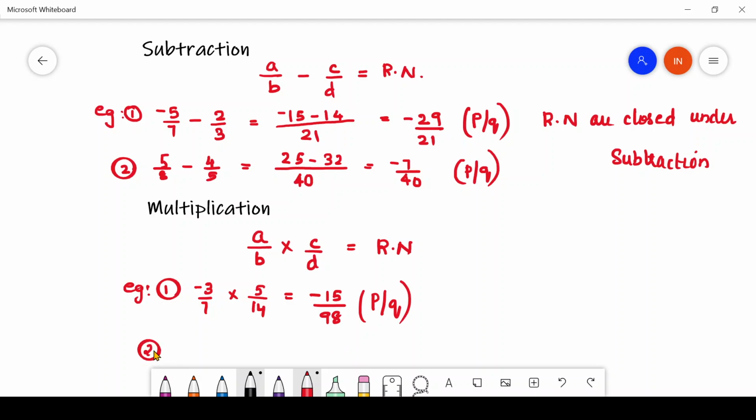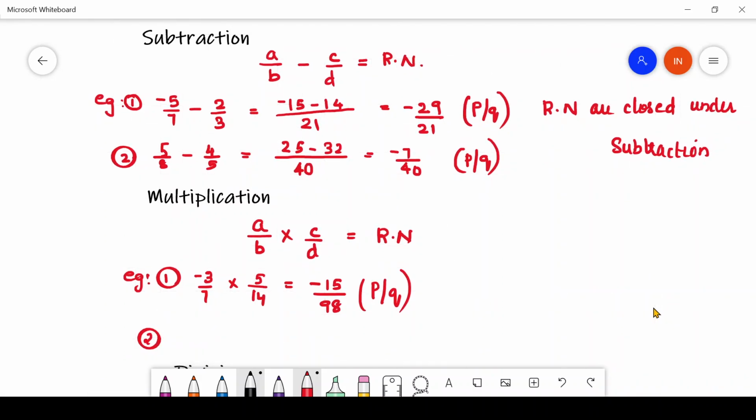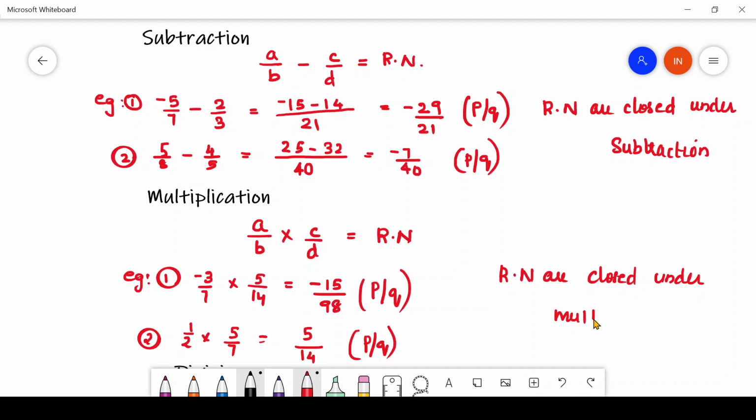And we are going to see one more example on this to conclude. Okay. So I'm taking 1 by 2 and 5 by 7. So I'm multiplying 1 by 2 and 5 by 7. You can see here the numerator will be 5 and the denominator will be 14. And this is also of the form p by q. Yes. So what can we conclude here? Rational numbers are closed under multiplication. So rational numbers are also closed under multiplication.